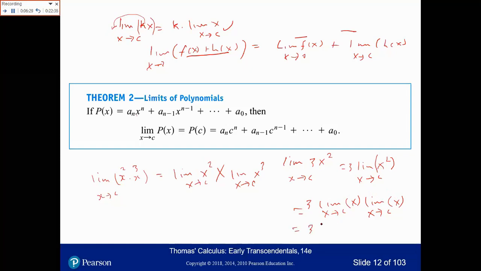We have the 3 outside. The limit of the first x is what? Is c, correct? You just replace, right? And the limit of the second x is what? Is c. So this will be equal to 3 multiplied by c squared, which is this. Okay?